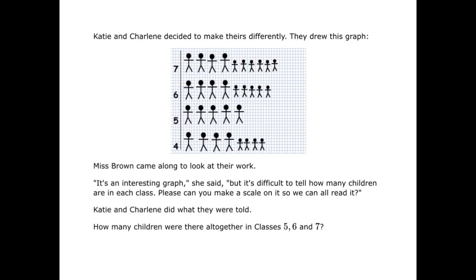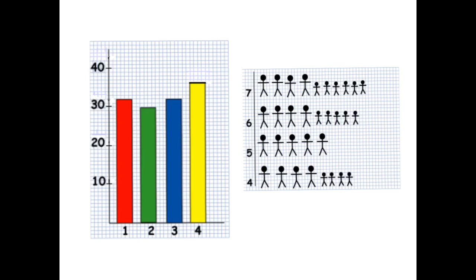How many children were there altogether in classes 5, 6 and 7? So we need to use the question. Yes, classes 6 and 7 from both charts to solve this problem. So we know we've got one class in common here. We've got class 4 here and class 4 here.